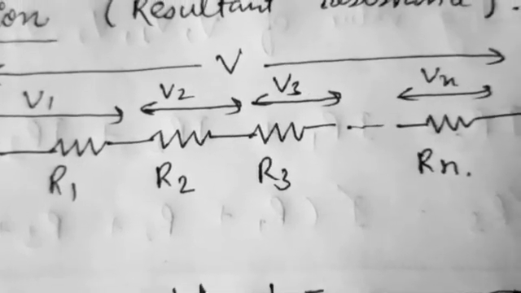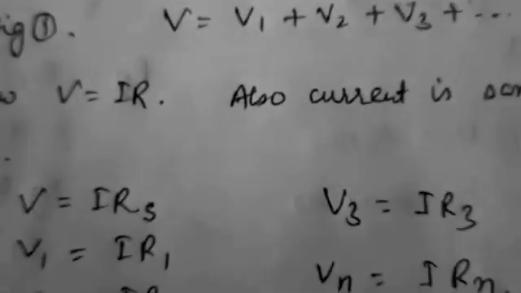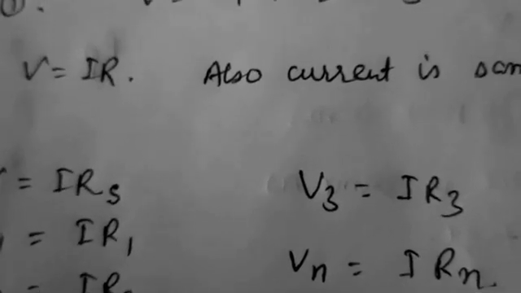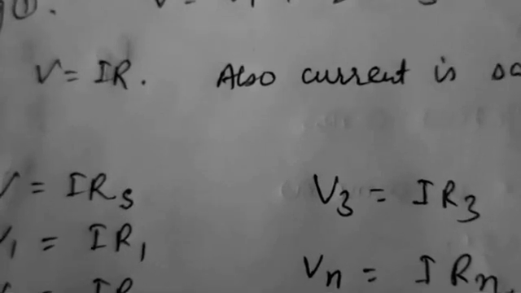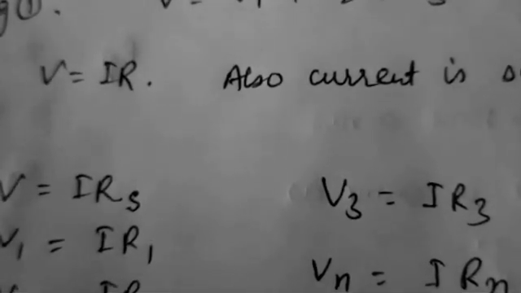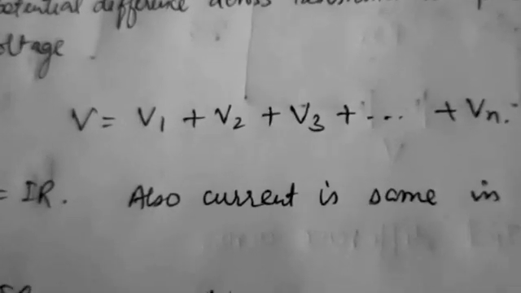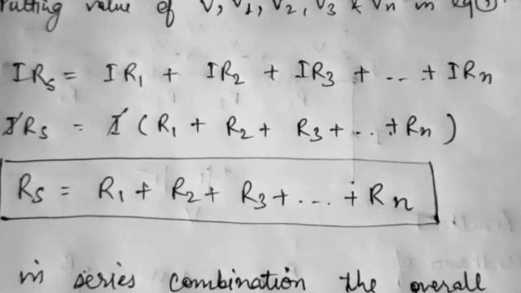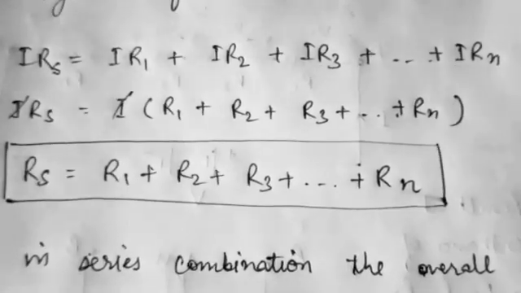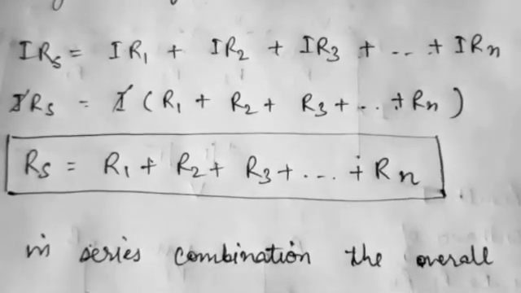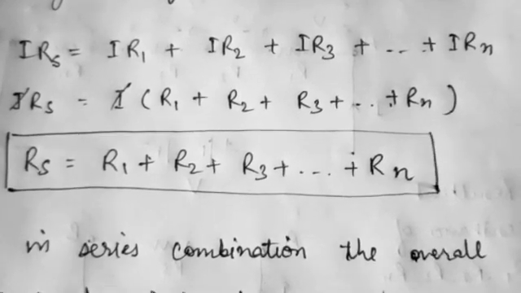If we know I, then IR1 is the first drop, IR2 is the second drop. So we can write V is equal to IRS, V1 is equal to IR1, V2 is equal to IR2, V3 is equal to IR3 and so on, Vn is equal to IRn. Now we put V, V1, V2, V3 and Vn into the original equation. So IRS is equal to IR1 plus IR2 plus IR3 plus IRn. We take I common on the right hand side, the I gets cancelled and we get RS is equal to R1 plus R2 plus R3 and so on till Rn.